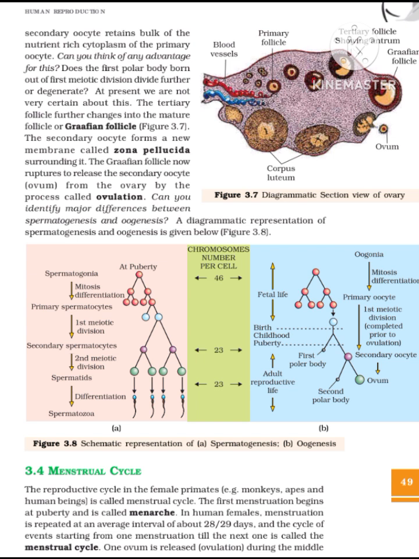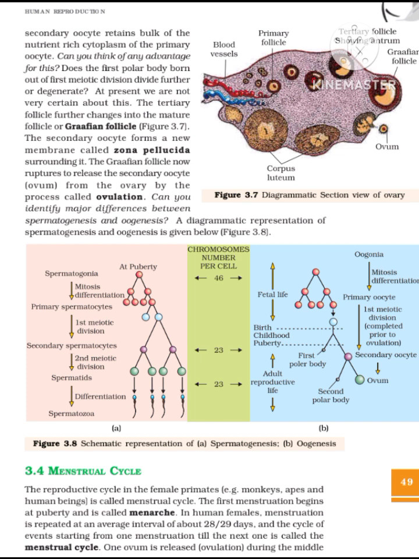The tertiary follicle further changes into the mature follicle or Graafian follicle, figure 3.7. The secondary oocyte forms a new membrane called zona pellucida surrounding it. The Graafian follicle now ruptures to release the secondary oocyte, ovum, from the ovary by a process called ovulation.